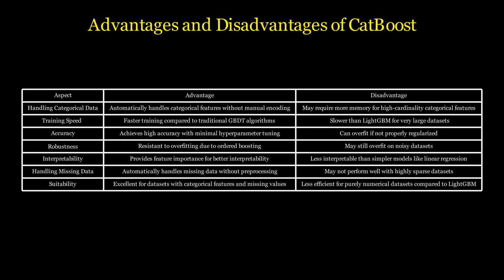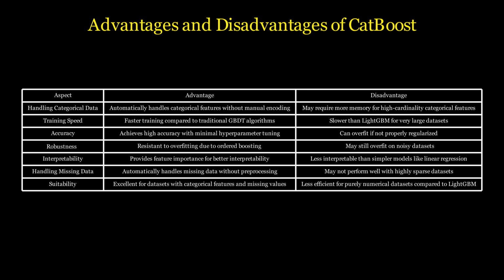CatBoost is faster than traditional gradient boosting algorithms due to its efficient implementation. However, it is generally slower than LightGBM for very large datasets. CatBoost achieves high accuracy with minimal hyperparameter tuning, making it a popular choice for machine learning tasks. However, it can overfit if regularization parameters are not properly set.